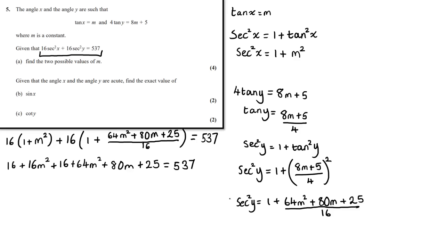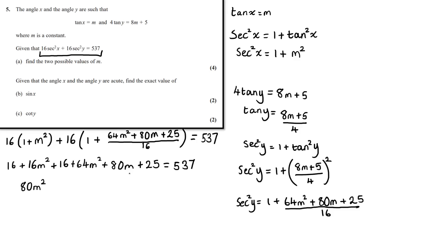And this is all equal to 537. At this point, all we want to do is simplify the left-hand side. We're going to minus the right-hand side and set this up as hopefully a quadratic that we can solve. So in that case, I've got 16m squared plus 64m squared, which would give me 80m squared. So I get 80m squared.